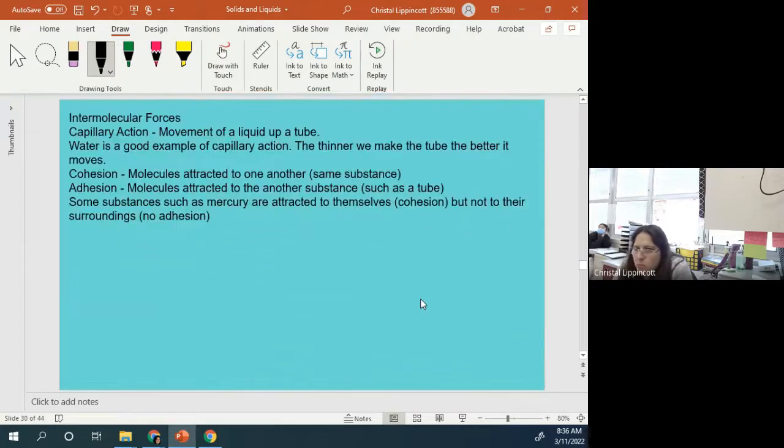Container. Okay. So capillary action is that movement up a tube, or it could be through a porous substance. Water has a really good capillary action. Cohesion then is attracted to one another. Co means the same. And then adhesion is attracted to something else. Like I said, some substances like mercury are more attracted to themselves than they are to their surroundings.